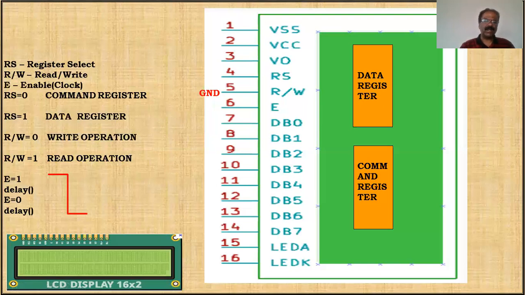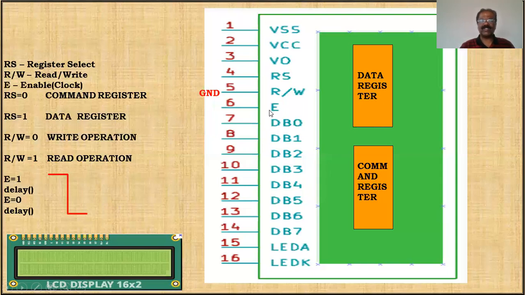One more thing: a register is nothing but a group of flip-flops. A group of flip-flops is called a register, either a data register or a command register. It's a sequential circuit. Therefore, if you want to write the information either into the data register or into the command register, we have to apply a clock. Actually, in this case, it uses another name called enable. E stands for enable. It is nothing but a clock.